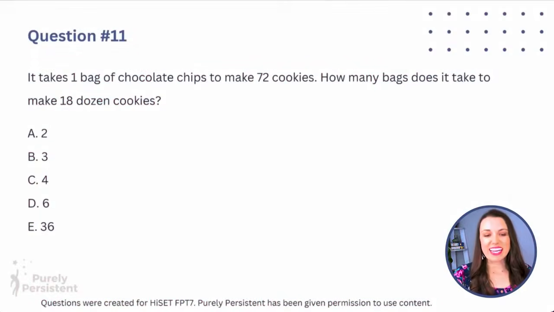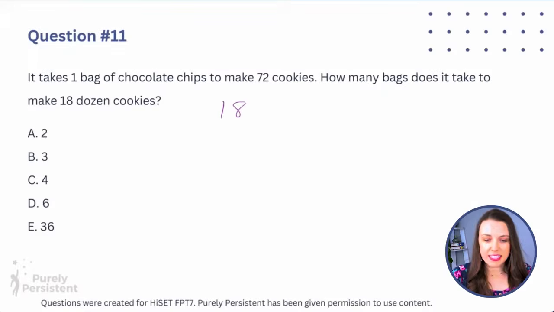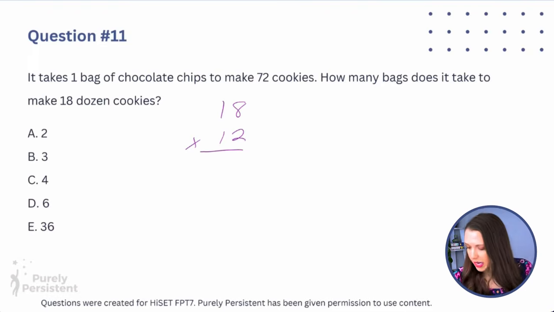Okay, let's get started. Question 11. It takes 1 bag of chocolate chips to make 72 cookies. How many bags does it take to make 18 dozen cookies? Okay, so first thing we have to do is figure out how many cookies we are making with 18 dozen, right? So 18 times 12, because 12 is a dozen. So 18 times 12 is 216.